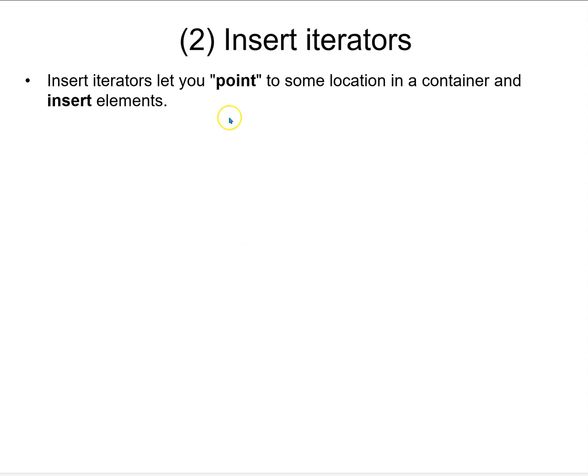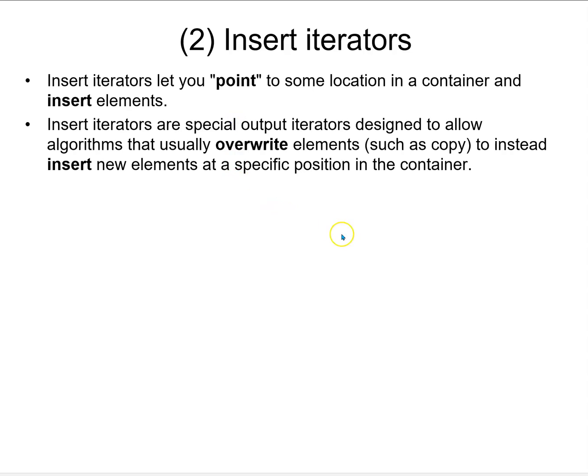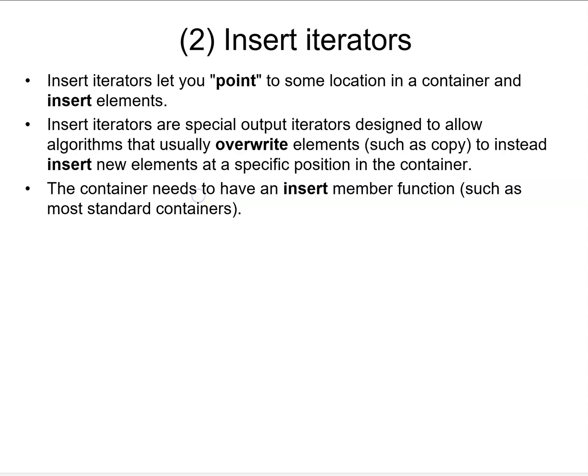Insert iterators let you point to some location in the container and insert elements. Insert iterators are special output iterators designed to allow algorithms that overwrite elements to instead insert new elements. The container needs to have an insert member function.